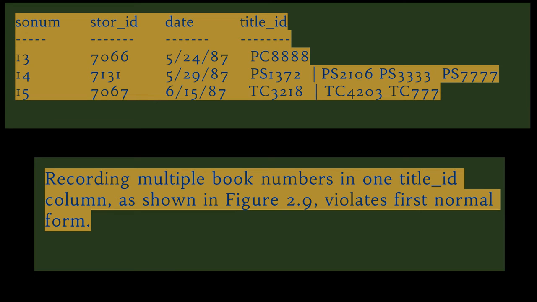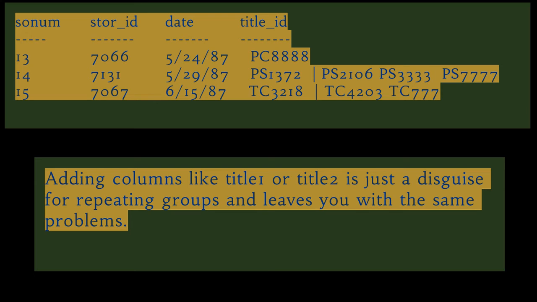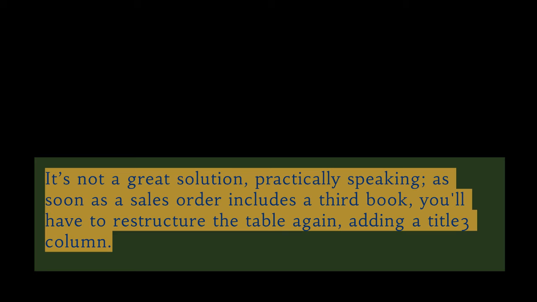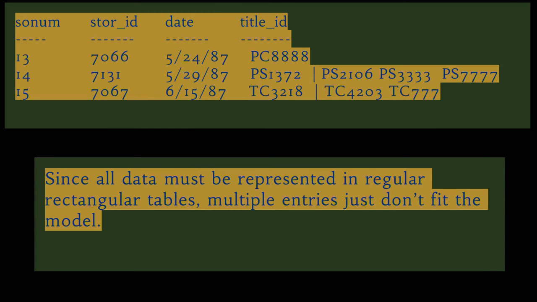Recording multiple book numbers in one title_ID column, as shown in figure 2.9, violates first normal form. Adding columns like Title 1 or Title 2 is just a disguise for repeating groups and leaves you with the same problems. It's not a great solution, practically speaking. As soon as a sales order includes a third book, you'll have to restructure the table again, adding a Title 3 column. Since all data must be represented in regular rectangular tables, multiple entries just don't fit the model.